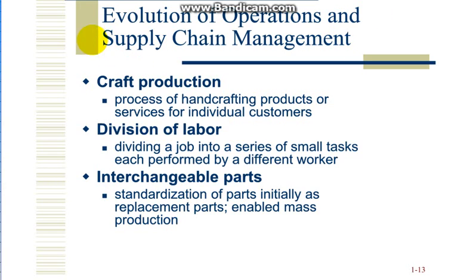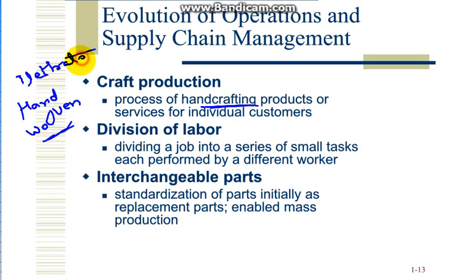The evolution of supply chain management came up with craft production. People used to produce handcrafted, hand-woven goods. Many of them were actually very illiterate people. When our forefathers were there, they used to make craft production. People used to use handcrafted goods.